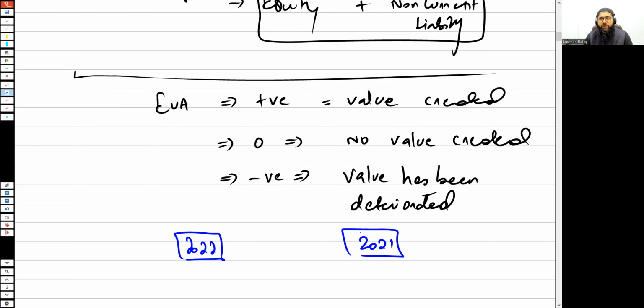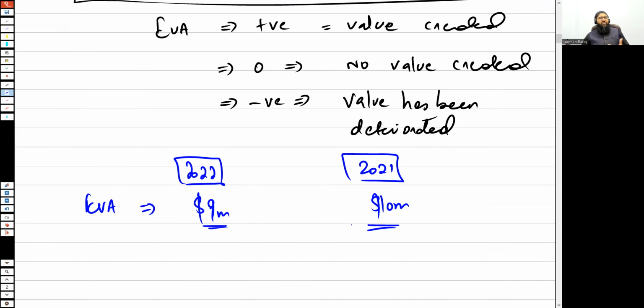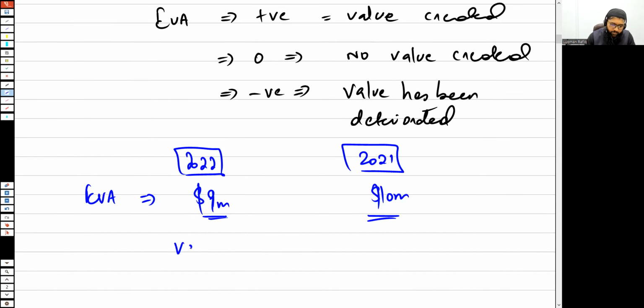We're calculating EVA for 2021, things like that. So let's say you have an EVA for 2021 of, let's say, 10 million, and for 2022 of, let's say, 9 million. Now, what does this mean? This actually means that the value is created in both the years.